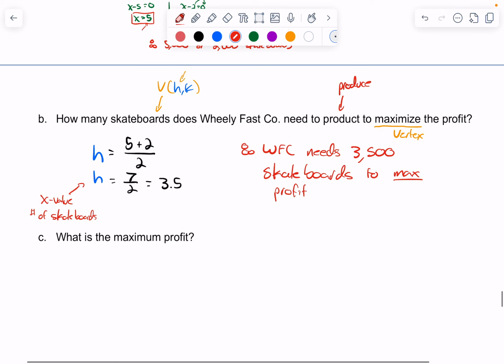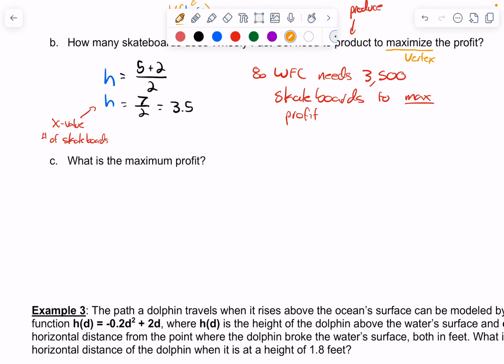Well, what is the maximum profit? Well, in this case, now we're looking for the k value, okay, because the k is dealing with the y values, and we are measuring P of x. So we're measuring y values with respect to x. We're measuring profit with respect to number of skateboards. So we're looking for the k value, and the k value will tell us the maximum profit.